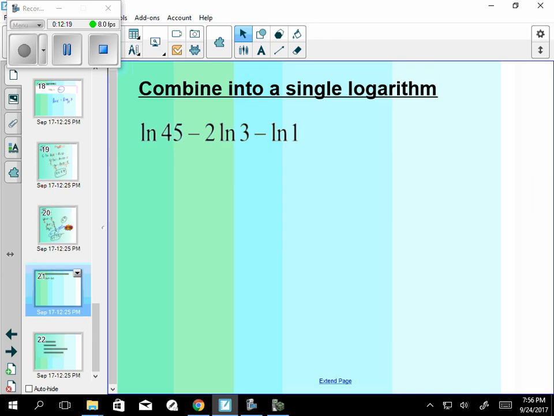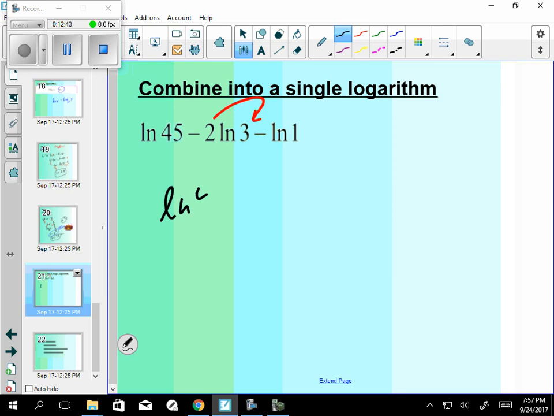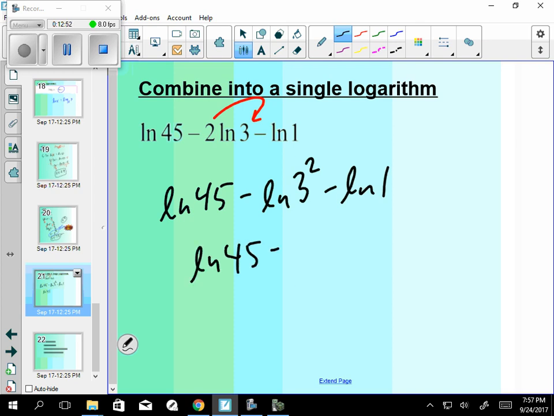All right, last one. If you get one of these where you might have to combine some logs, again, go through and do the properties, use those. Here we'd want to check, is there any numbers in front of any of these logs, and deal with that first. The middle one does, and so what you'd want to do is take that, use that exponential power, move it up here. And so you got natural log 45 minus natural log of 3 squared minus natural log 1. We know 3 squared is the same as 9.